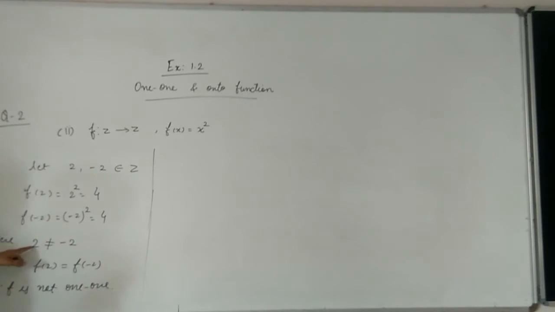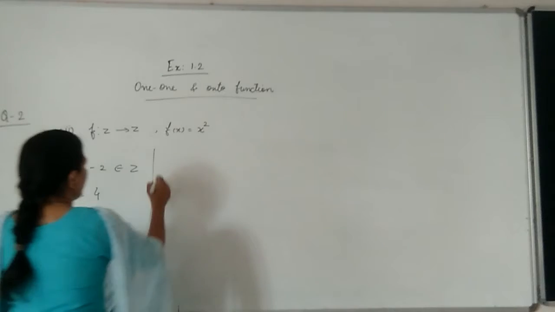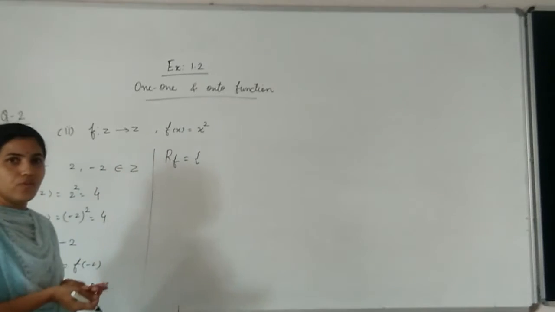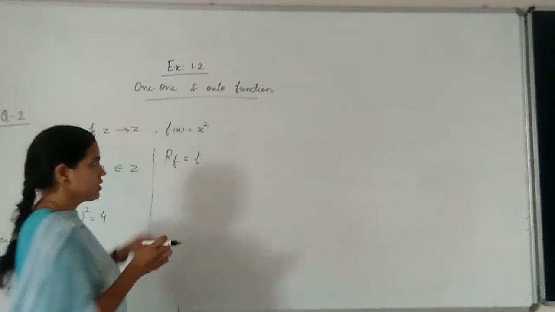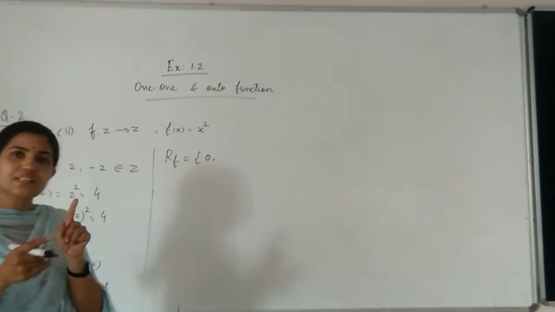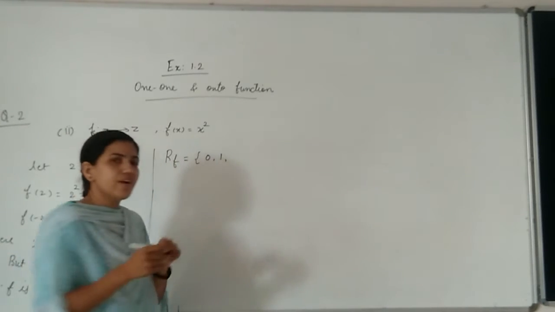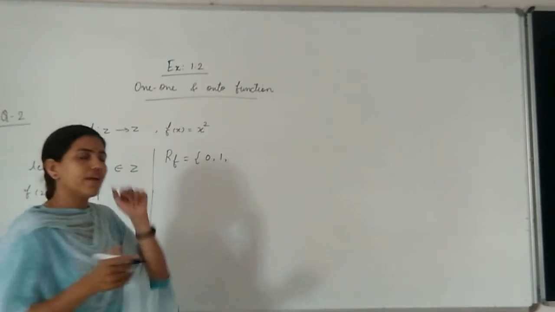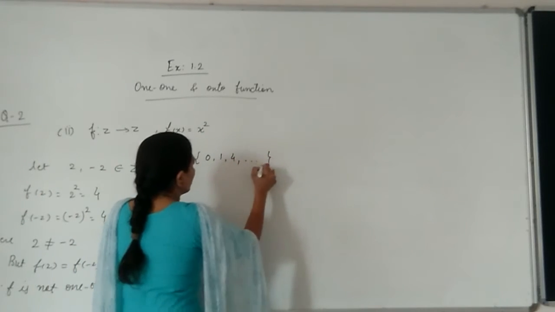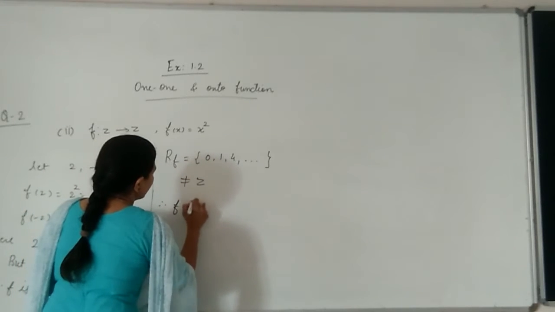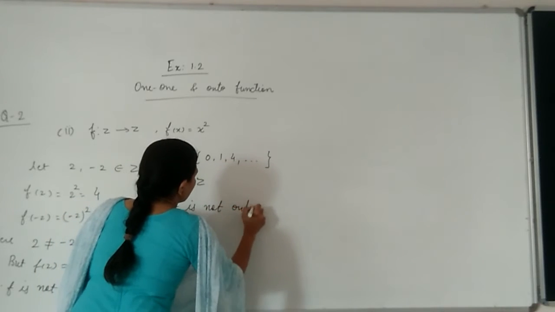As you can find out, these elements are distinct but their images are the same. So the function is not 1-1. Second one is onto. For onto, I am again finding the range of f. So what can be the range of f? If the value is 0, then 0 square will be 0. If x is equal to 1 or minus 1, then the square will give us 1. If x is equal to 2 or minus 2, the square will give us 4 and so on. So the range is not equal to Z, therefore f is not onto.